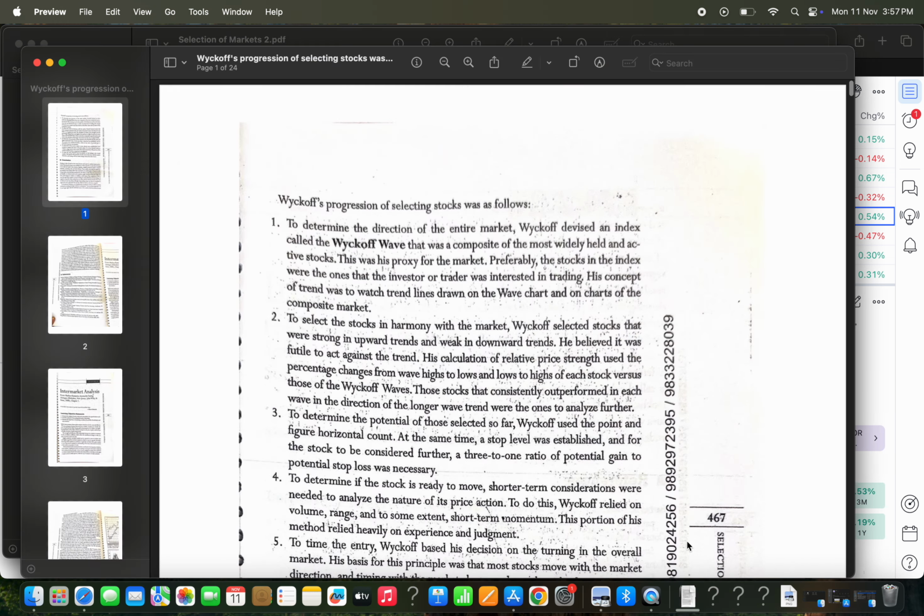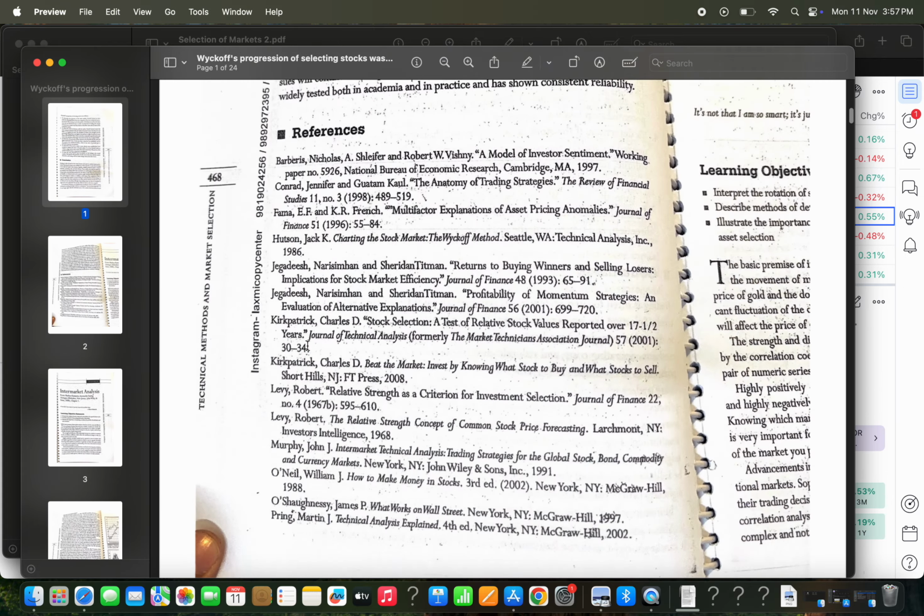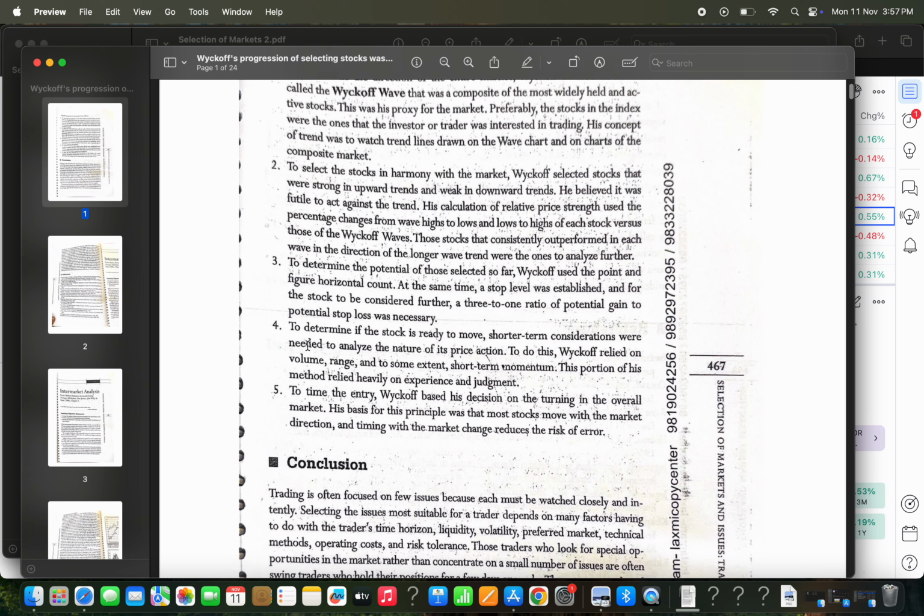Okay, we're almost done with the chapter. I'll just quickly go ahead. We just have this page and this page, so let's quickly do that.